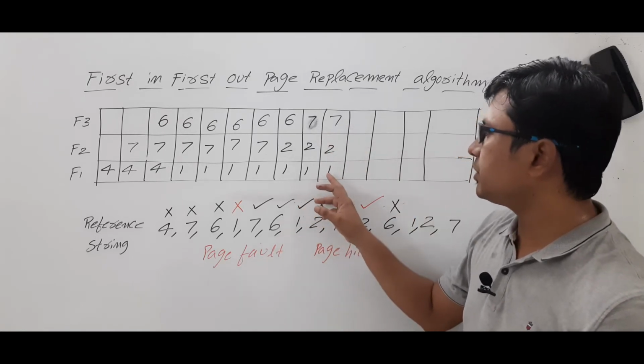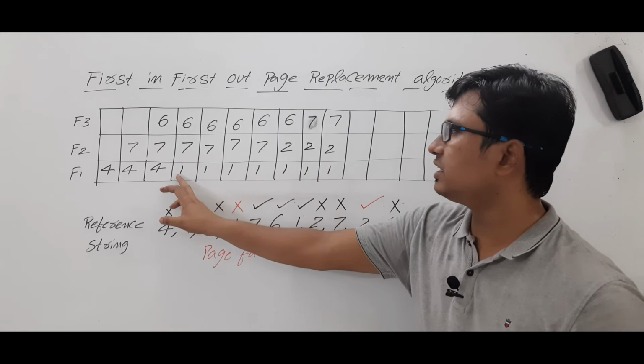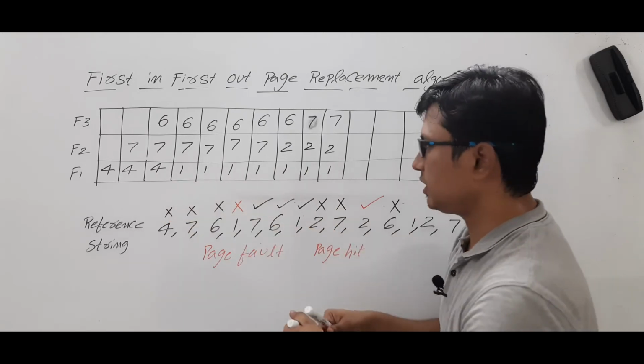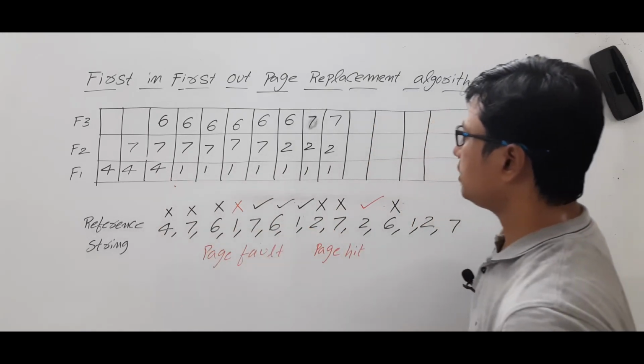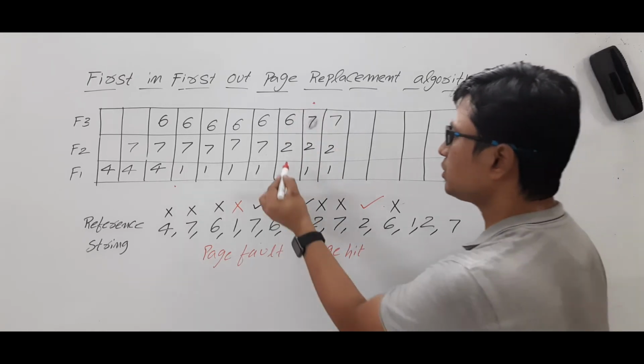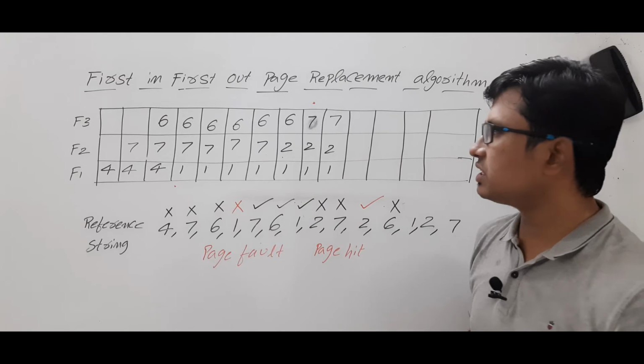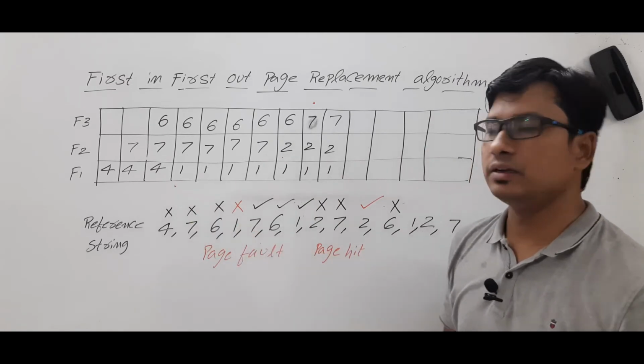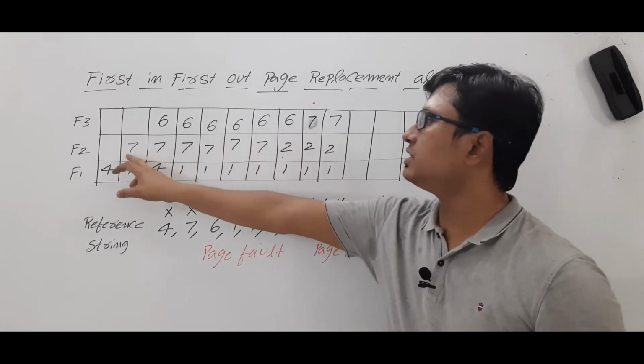Now look here. Page number 1, when it was in here, okay, keep it here. And page number 7 is in here. Page number 2 is in here. So which page was in first? Page number 1. Don't think that page number 7 is in here.